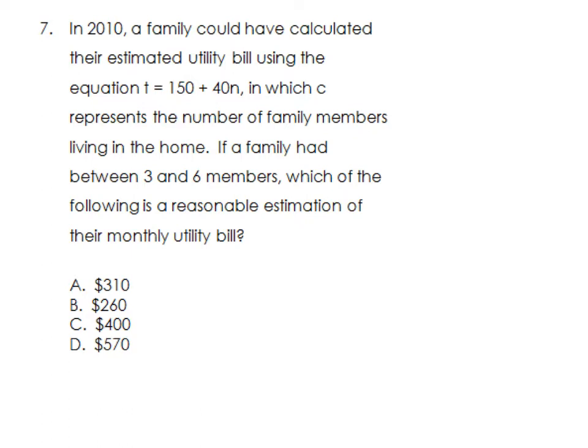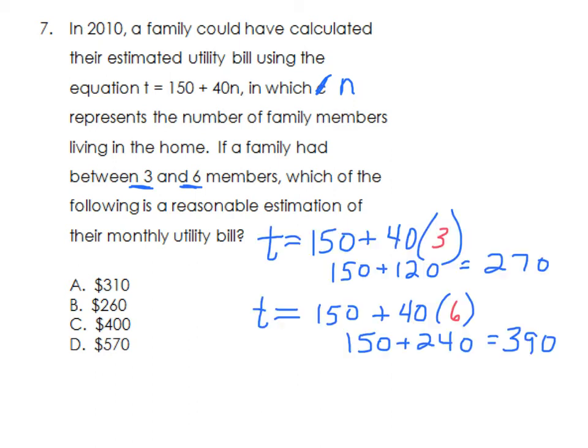Okay, you probably have already seen this, but instead of using a C, in which C represents the number of family members, we're actually using an N. And this is just a minimum maximum problem. We're going to work it twice to get the smallest amount of the bill and the largest amount of the bill and see which answer falls between it. As we know, our bill has to be between $270 and $390. A is the only one that's in that range.